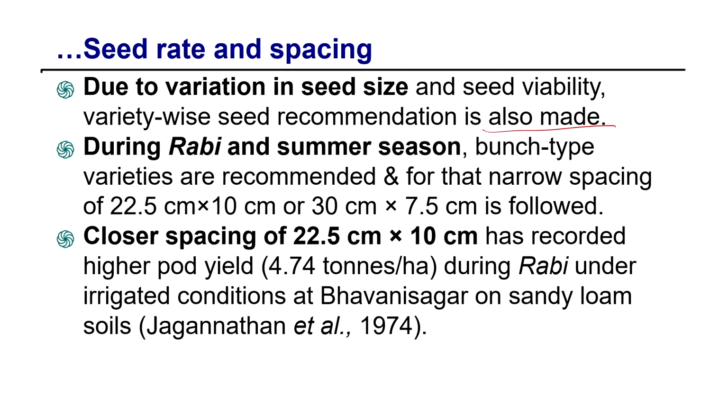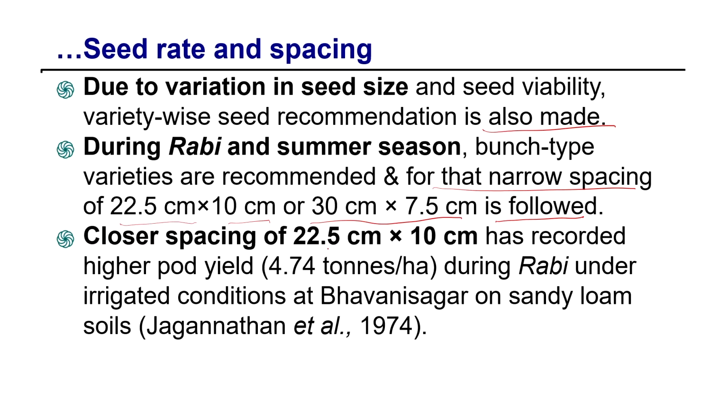During Rabi and summer season, bunch type varieties are recommended, and for that narrow spacing of 22.5 into 10 centimeter or 30 into 7.5 centimeter is followed. So here you can see the reason that during Rabi season or summer season the seed rate is reduced and the spacing is also reduced, mainly because the growth of the crop will be less, therefore spacing is reduced. Closer spacing of 22.5 into 10 centimeter has recorded higher pod yield during Rabi under the irrigated conditions at Bhavani Sagar on sandy loam soil. So you can see that under winter conditions, Rabi conditions, the spacing has to be reduced.